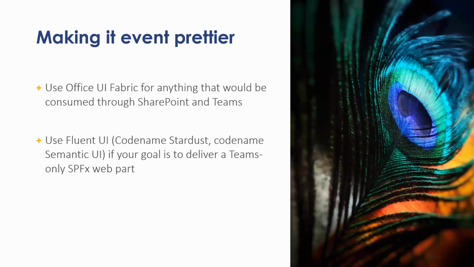Fluent UI is the framework that's going to merge the Office UI fabric and the Microsoft, it used to be called Stardust, and before that it was called Semantic UI. But Stardust is the language, the UI language, sorry, that Microsoft Teams is using. So we're bringing those together. So by utilizing Fluent UI, you will be able to build a fully native Teams app that really looks like Teams. So for me, if you want to go only Teams because it makes sense for your organization to build that web part only for Teams, please use it. Please use the Fluent UI for this.